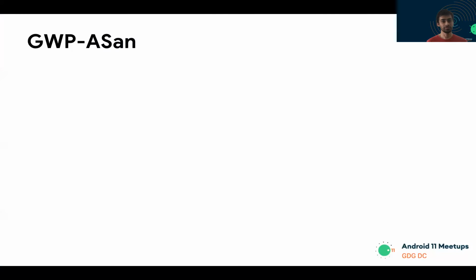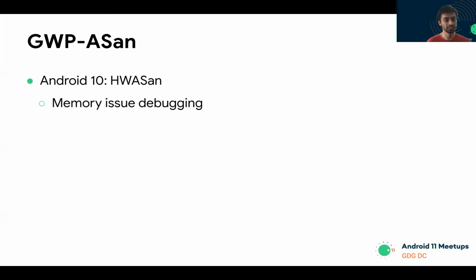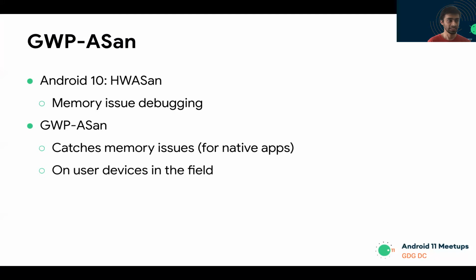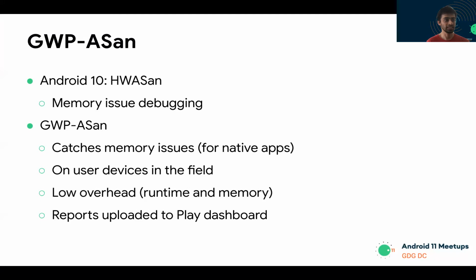All right, GWP-ASan, what is that? This applies mostly to the native developers. Previously, they had something called HWASAN, which was available on Android 10. Essentially, it is a memory allocator tool for native developers. What it helps prevent is accessing corrupt memory, and it lets you debug those issues.